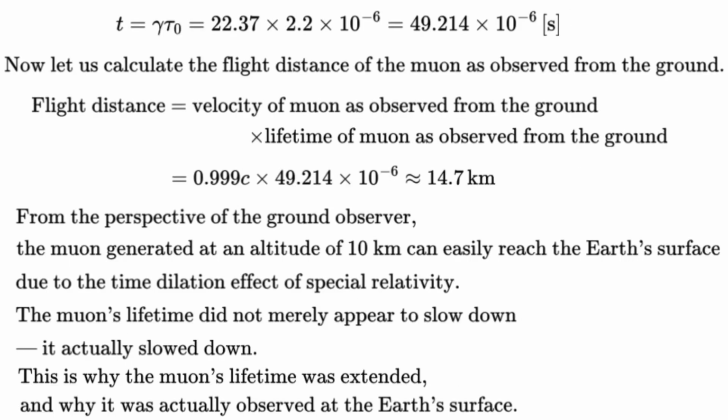Now let us calculate the flight distance of the muon as observed from the ground. Flight distance equals velocity of muon as observed from the ground times lifetime of muon as observed from the ground, approximately equals 14.7 kilometers. From the perspective of the ground observer, the muon generated at an altitude of 10 kilometers can easily reach the Earth's surface due to the time dilation effect of special relativity. The muon's lifetime did not merely appear to slow down, it actually slowed down. This is why the muon's lifetime was extended, and why it was actually observed at the Earth's surface.